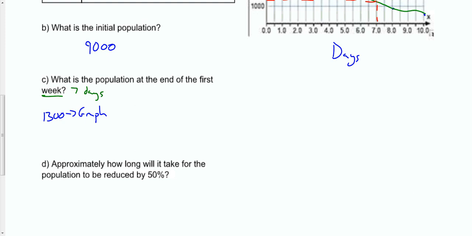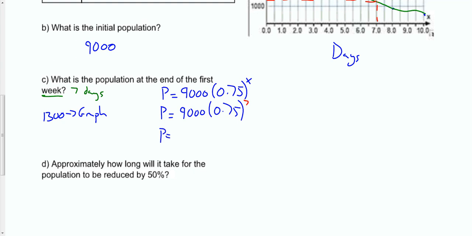However, I also have the equation. I know that P is equal to 9,000 times 0.75 to the exponent x. I know that 7 days is how much time I've got, so I can substitute 7 in for the number of days. So I've got 9,000 times 0.75 to the exponent 7. There, that's a much more legible 7. Now I'm going to plug this into my calculator.